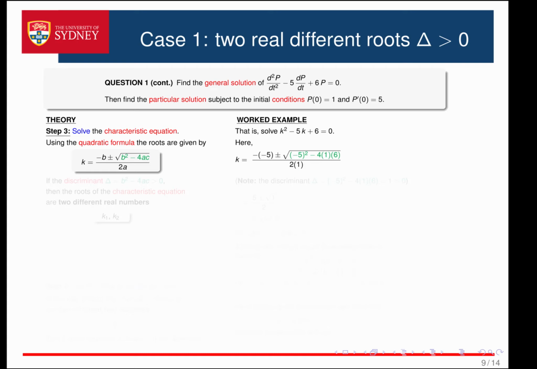For our example, k is equal to minus negative 5 plus or minus the square root of negative 5 all squared minus 4 times 1 times 6 all divided by 2 times 1. The expression under the square root sign, which is b squared minus 4ac, is called the discriminant. We note here that if the discriminant is positive, then there will be two real and different roots of the characteristic equation, which we will call k1 and k2.